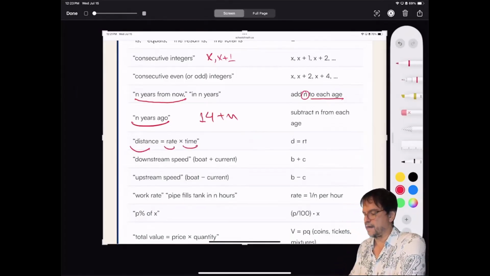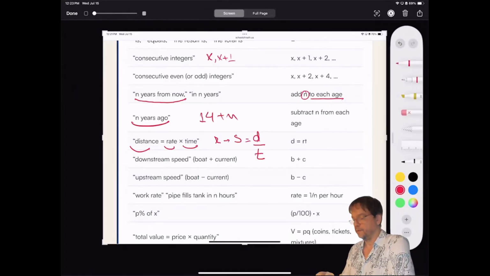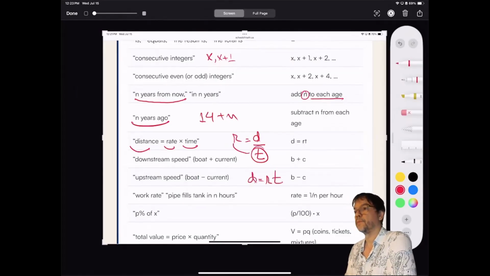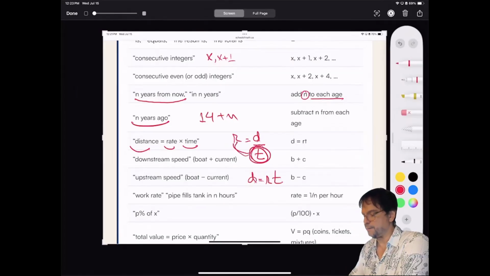Distance, rate times time. We have a special chapter for this. So you know rate, that I can say speed, is distance over time. Do you agree? Yes. So if I put speed as rate, I will pass multiplying, so distance will be RT. Is that okay? Look, it was dividing, I passed multiplying. Okay?